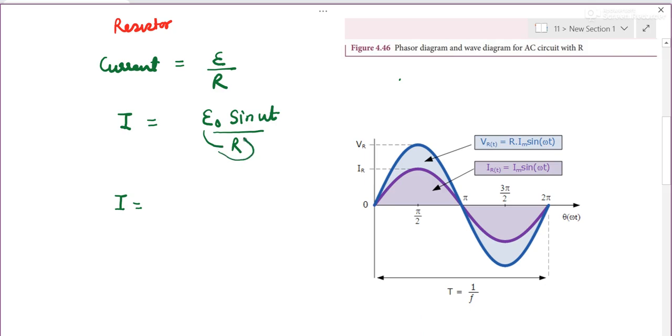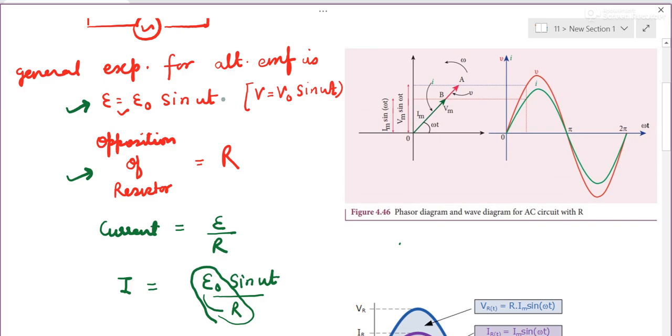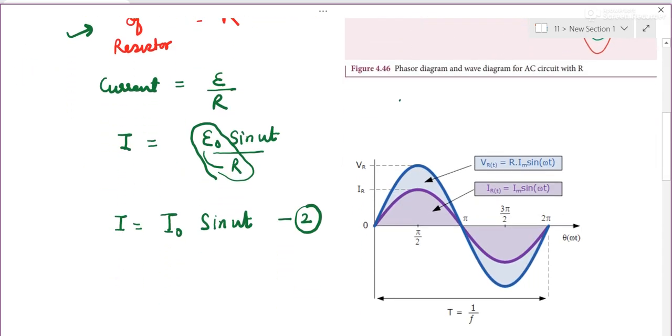Okay, so I is equal to this E naught by R. Let it be I naught, that is maximum current. So I naught sin omega t. So this is your equation number 2. And what you began with is equation number 1. So I'm writing that equation again. I is alternating current and this is alternating EMF. E is equal to E naught sin omega t.